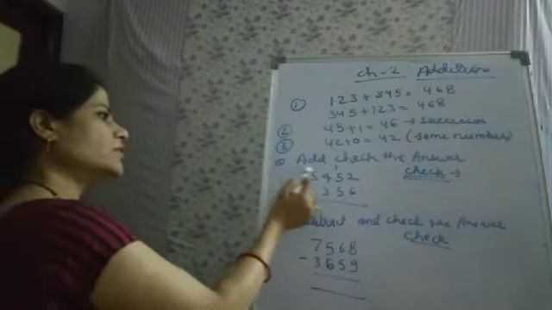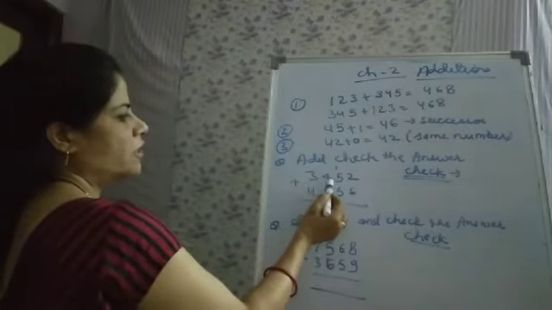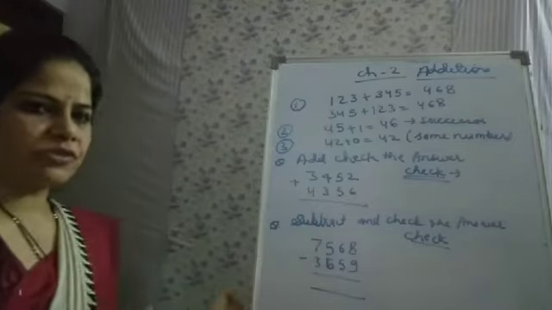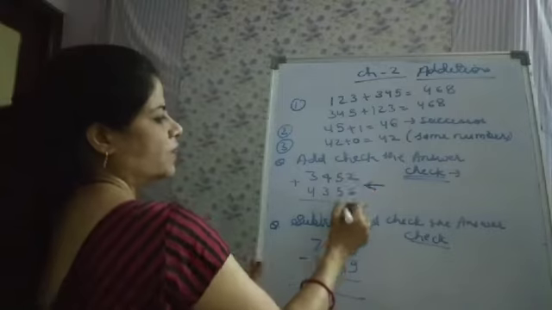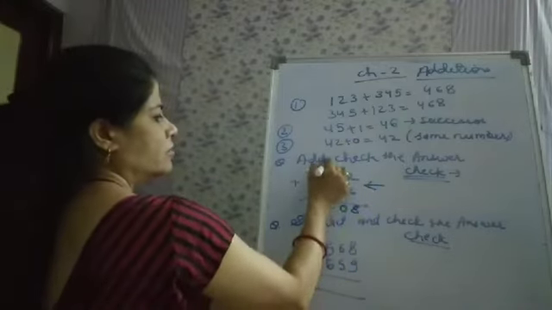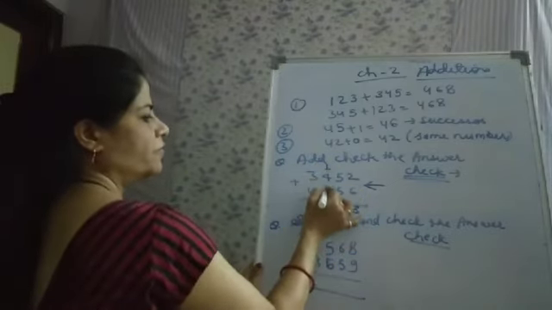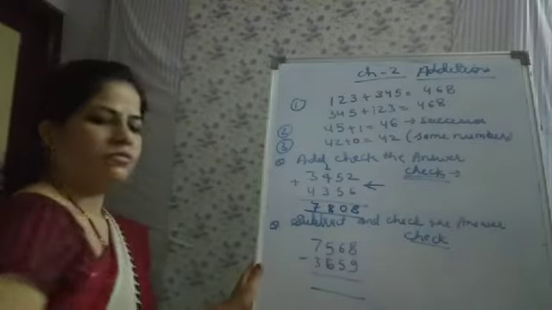Now next question is add and check the answer. Here we are adding 3452 and 4356. So you have to start adding from the right side. 2 plus 6 will be 8. 5 plus 5 will be 10. Write 0 in answer, carry over 1. 1 plus 4 will be 5. 5 plus 3 will be 8 and 3 plus 4 will be 7. What is the sum here?